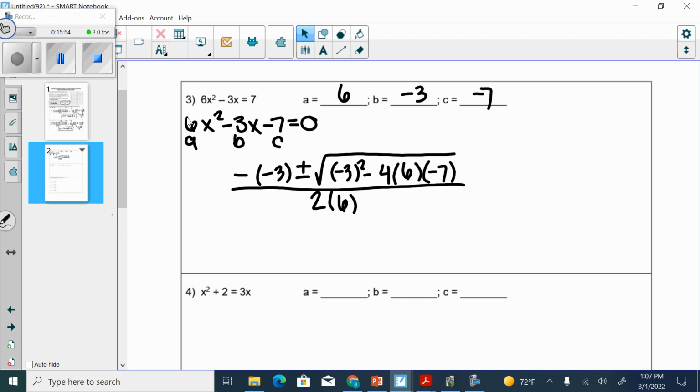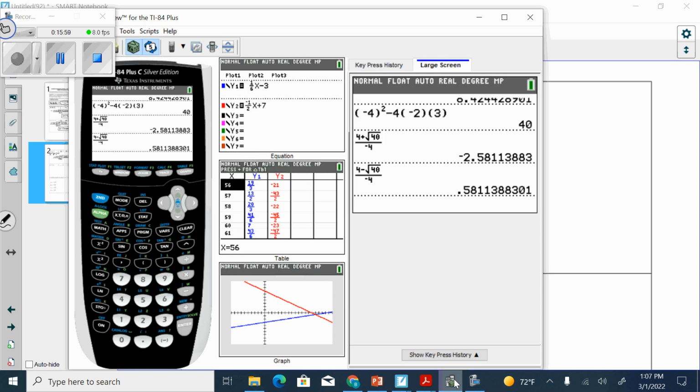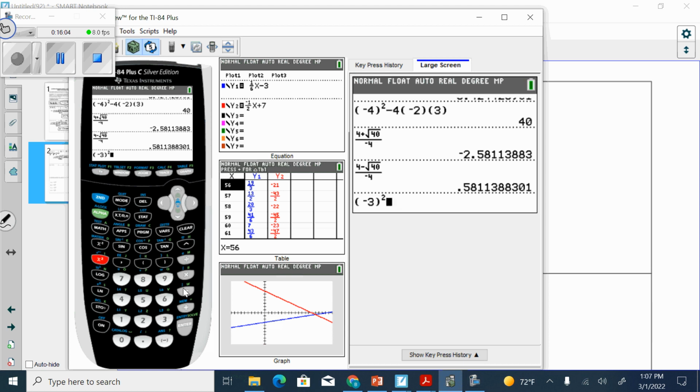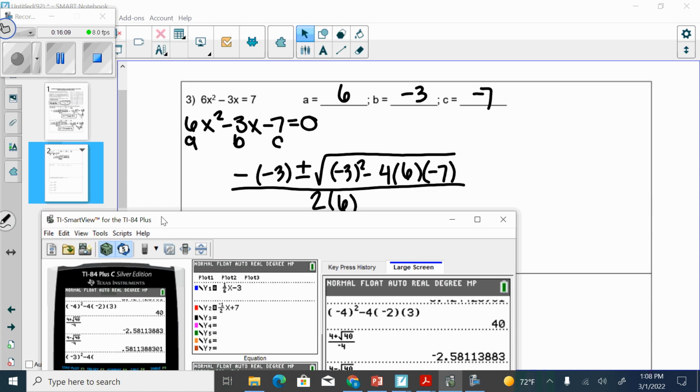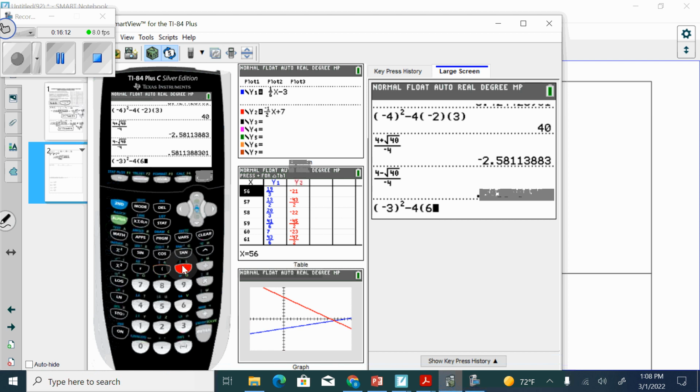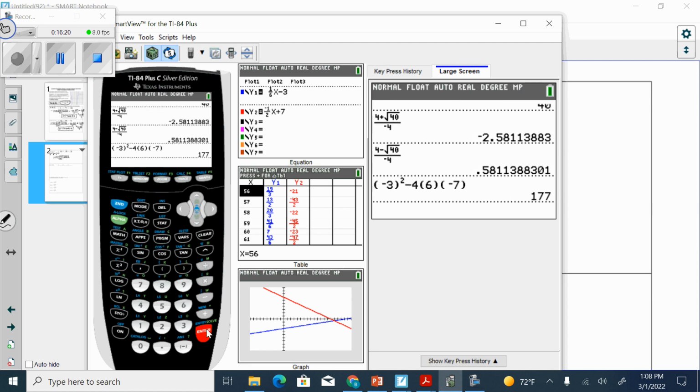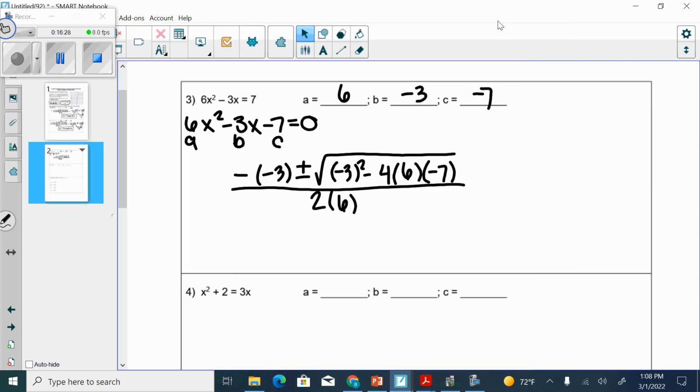Now I type what's underneath here in my calculator to simplify it. So I've got -3 squared minus 4 parentheses a, and our a was 6, parentheses c, which is -7. Okay, and we get 177. Huh? Other times I did it... you just probably mistyped something.